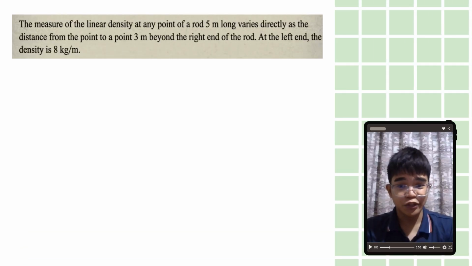And for the next question, we have the measure of the linear density at any point of a rod, 5 meters long, varies directly as the distance from the point to a point 3 meters beyond the right end of the rod. And at the left end, the density is 8 kilograms per meter.